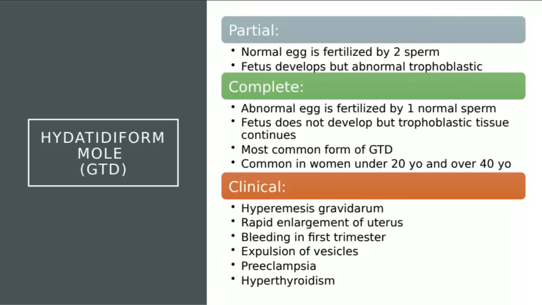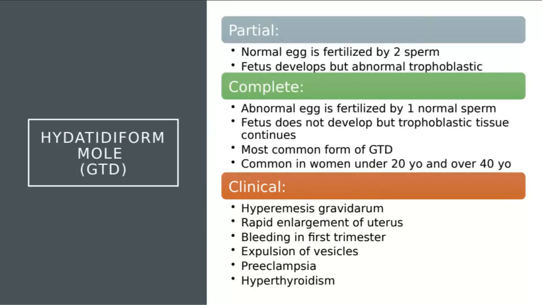Now, whether it's partial or complete depends on what happened in the fertilization process of early pregnancy. A partial molar pregnancy is when you ovulated a normal egg, but 2 sperm fertilized it. So basically the sperm were fighting and the egg was like, listen, I give up. I can't deal with this masculinity. I don't want either of you.